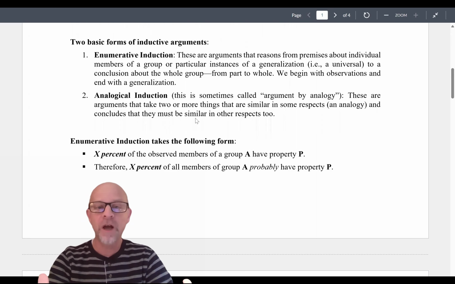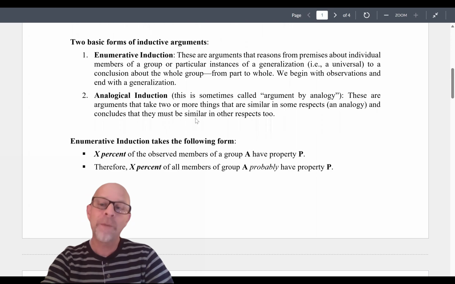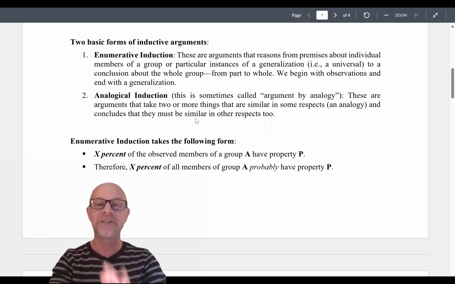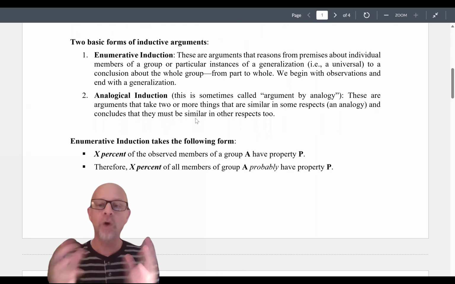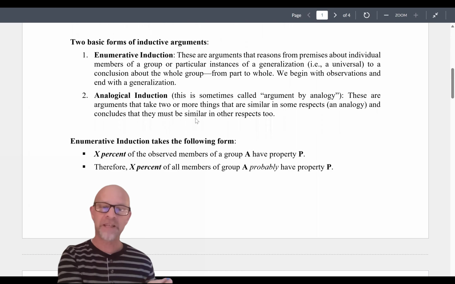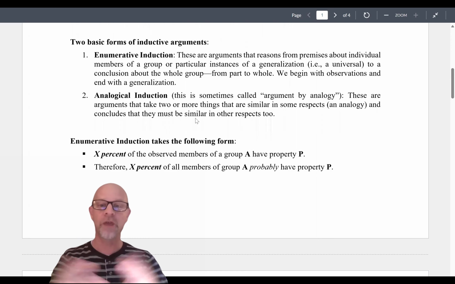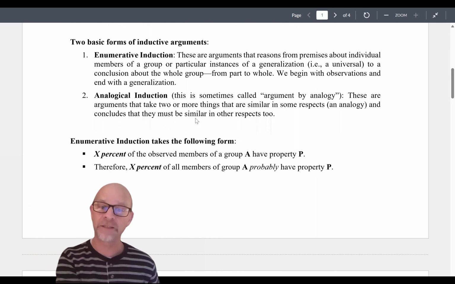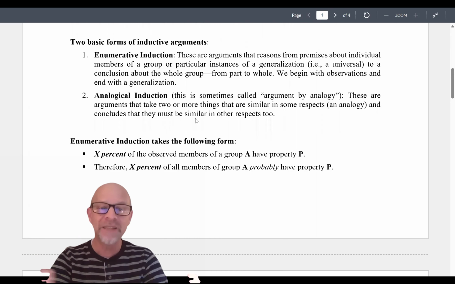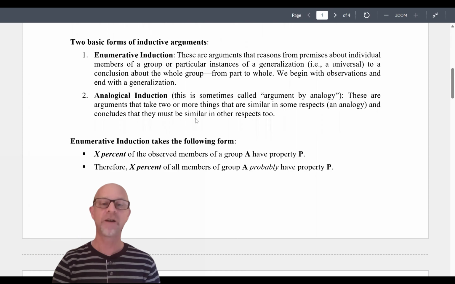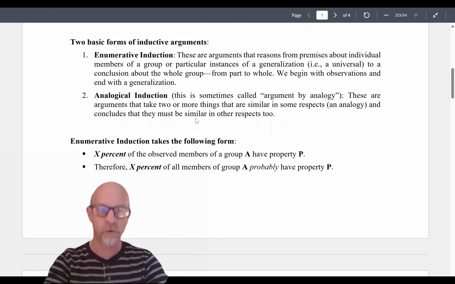Enumerative induction involves arguments that reason from premises about individual members of a particular group, or particular instances of some generalization or some universal, and then we go to a conclusion about the whole group. We reason from the particular instances to the whole thing. And we begin with observations and then end with some kind of generalization or universal claim. Right, so that's enumerative induction. We're enumerating based upon specific instances to a more general conclusion about the whole group.